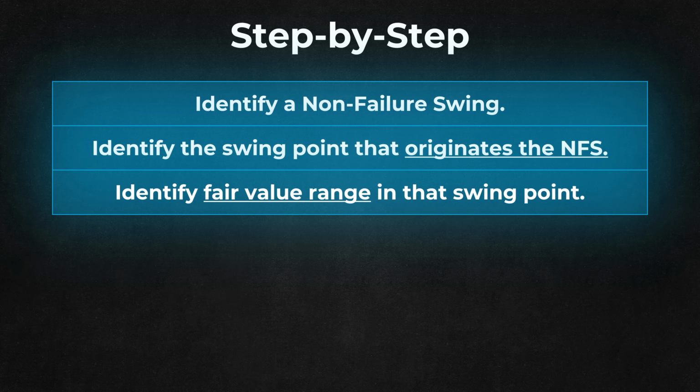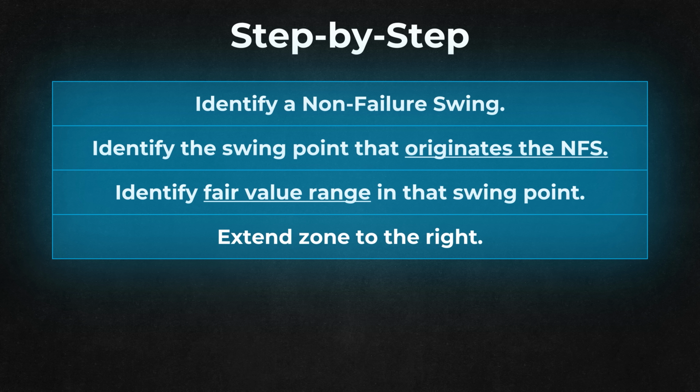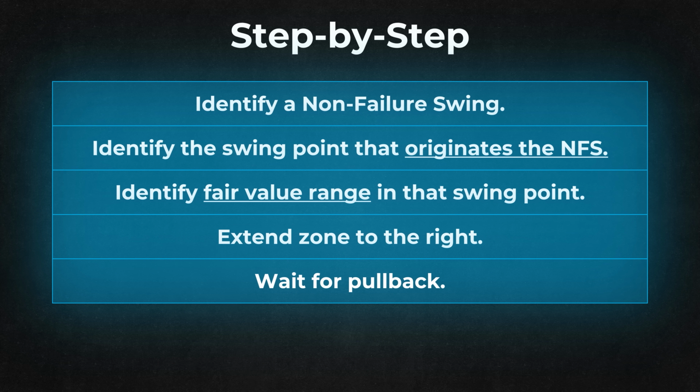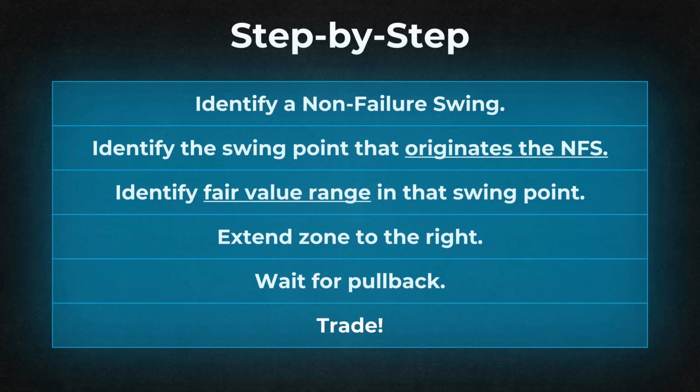Step number 4 is to extend the zone to the right. Step number 5 is to wait for the pullback. And step number 6 is to enter the trade. The stop loss is clear in this strategy.